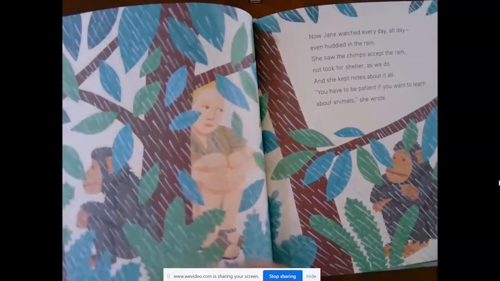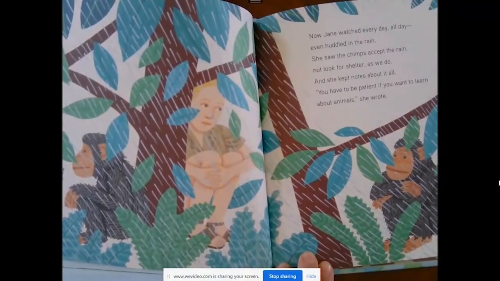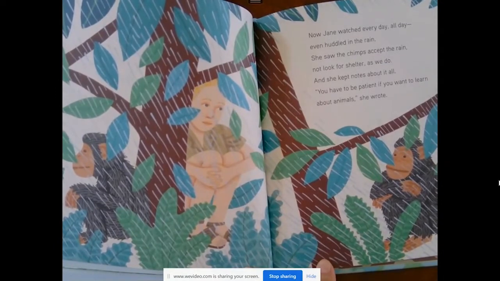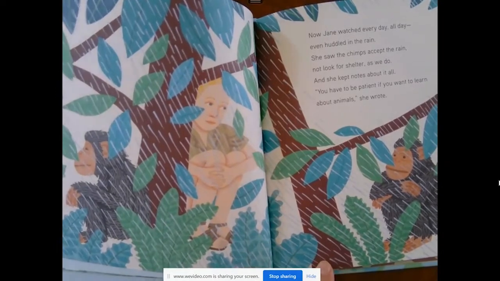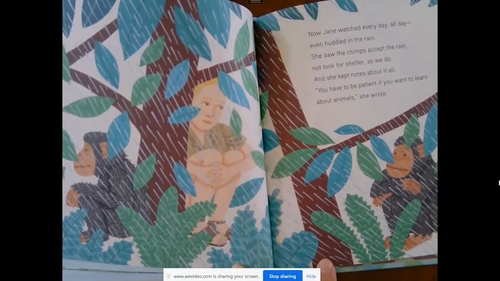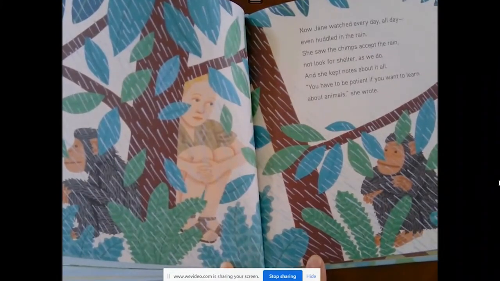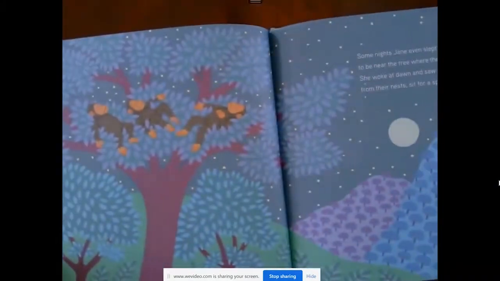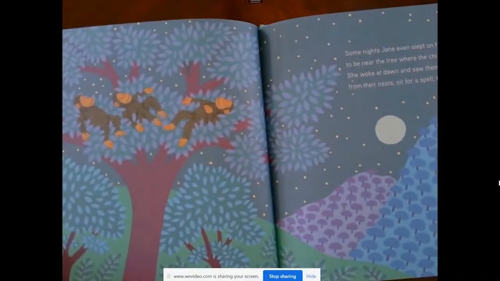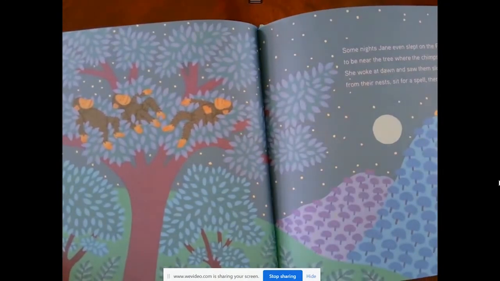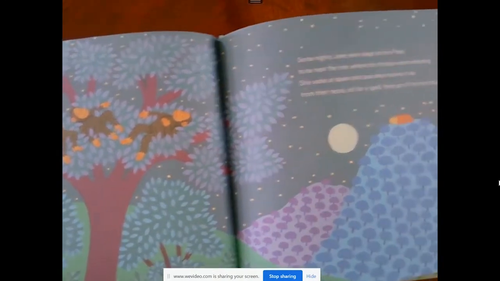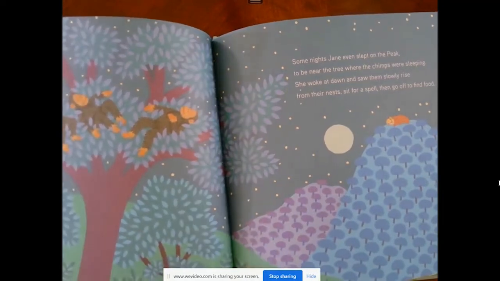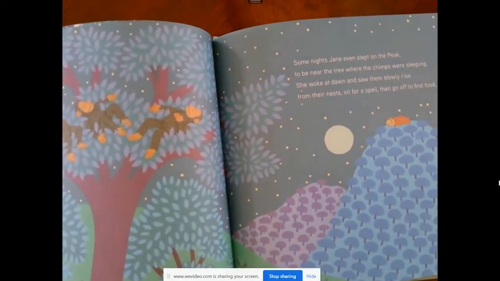Now Jane watched every day, all day, even huddled in the rain. She saw the chimps accept the rain, not look for shelter as we do. And she kept notes about it all. You have to be patient if you want to learn about animals, she wrote. Some nights, Jane even slept on the peak to be near the tree where the chimps were sleeping. She woke at dawn and saw them slowly rise from their nests, sit for a spell, then go off to find food.